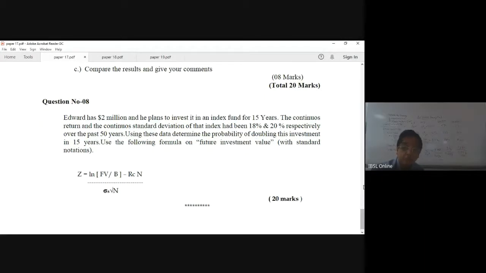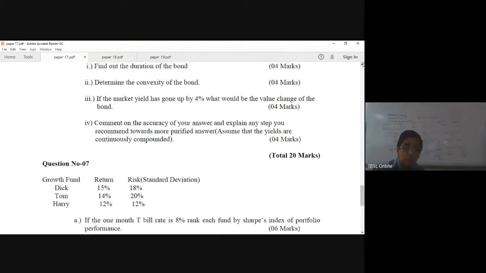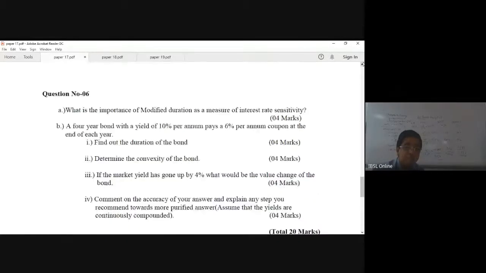Right. Now, here the question number 8 is the same as the earlier one. I don't think that it's necessary to have that calculated now. Now, I think you need to be careful about this duration, convexity, and such type of things.